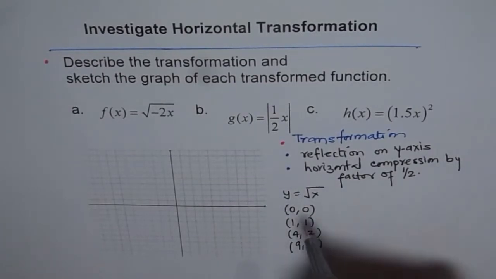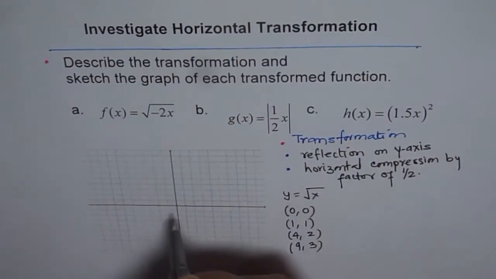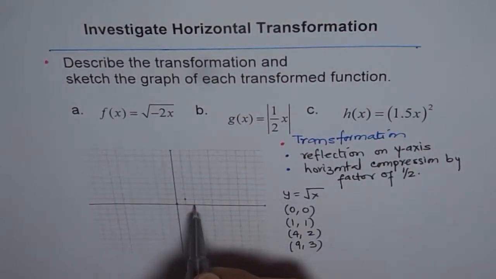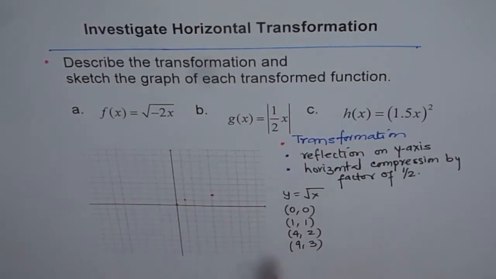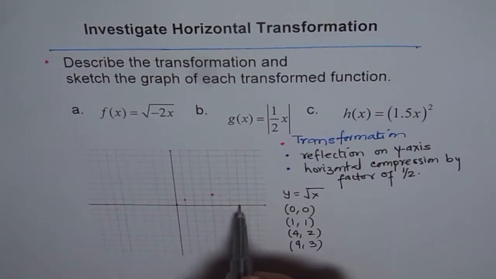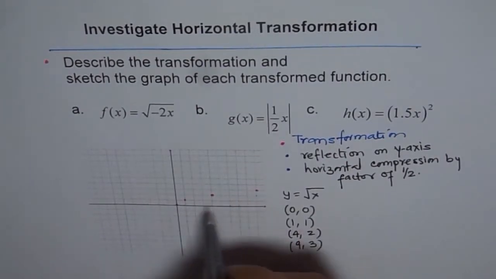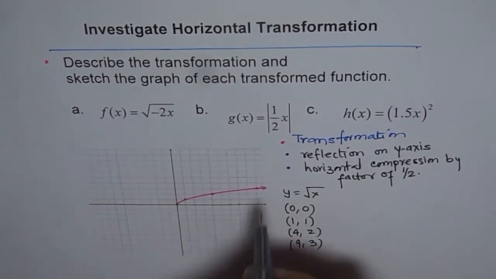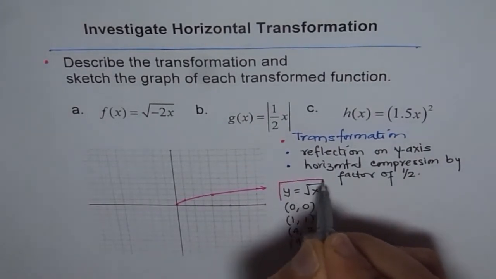So let's start sketching the parent function first, which is square root x. At 0, 0, you get this point, and then 1, 1, that is this point. 4 and 2, so 1, 2, 3, 4, and 1, 2. 9 and 3: 5, 6, 7, 8, 9, and 1, 2, 3. So these are your points for the parent function. Right? So we can draw this line.